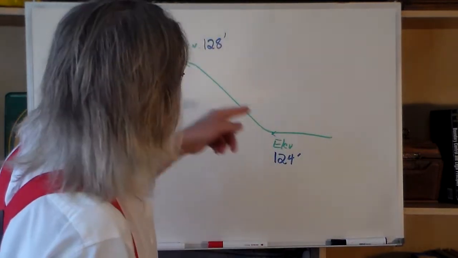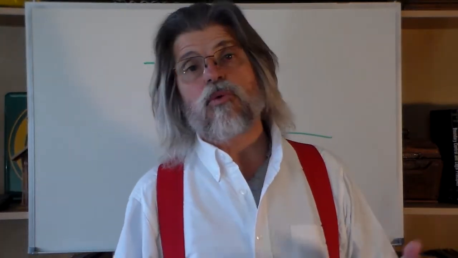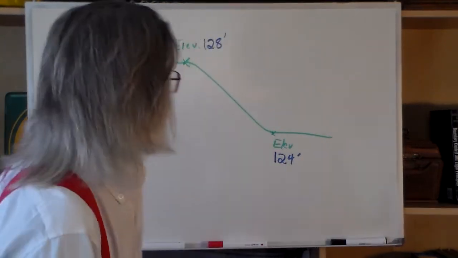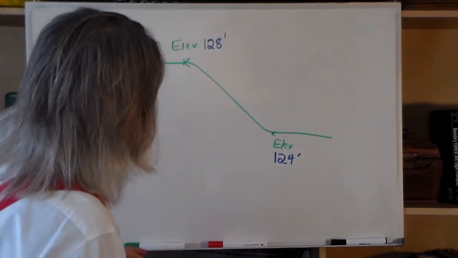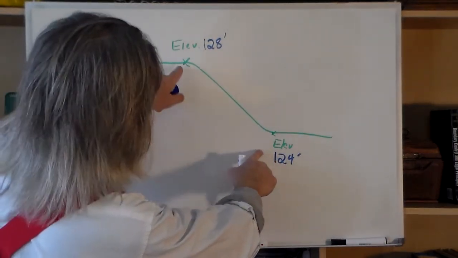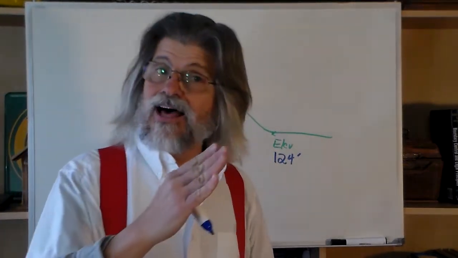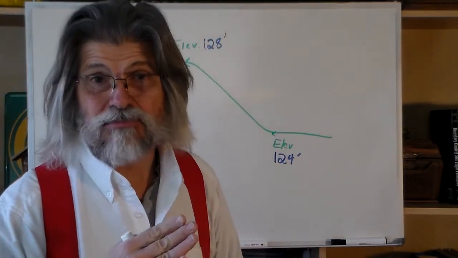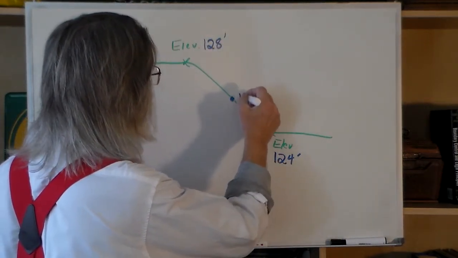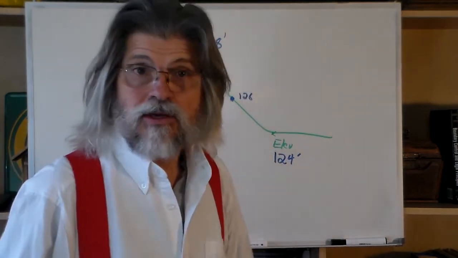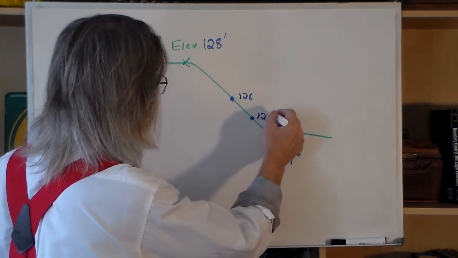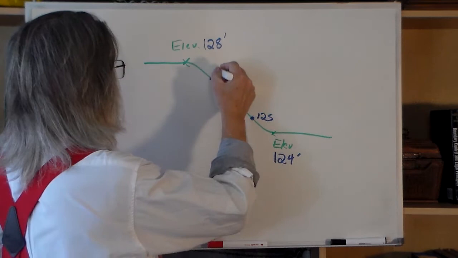Well, between 128 and 124, assuming we want whole numbers, which is very common, 1 foot elevations are common, we don't even have to do the math on this one. It's obvious that if that's 124 and that's 128, and that line is basically straight between the 2 points, that 126 will be right in the middle. And then 125 will be halfway between 126 and 124. And 127 will be here.